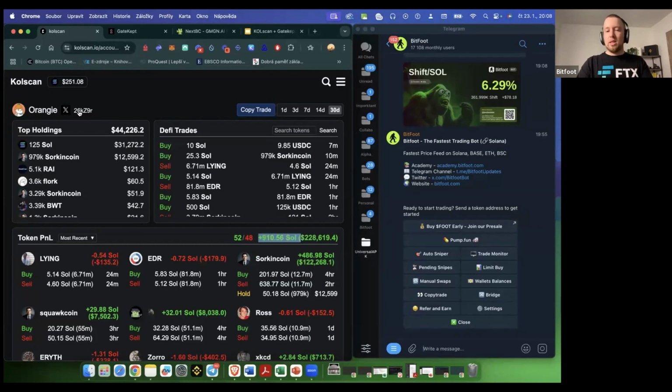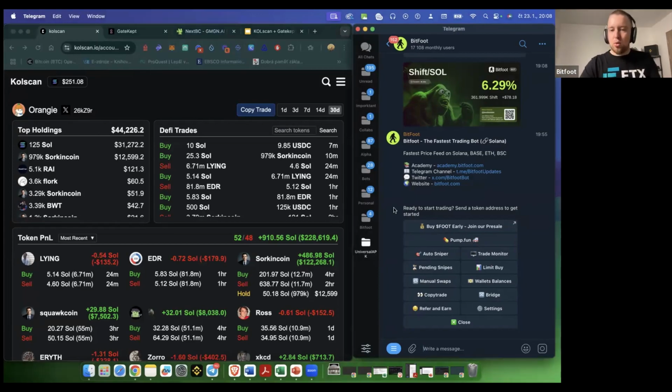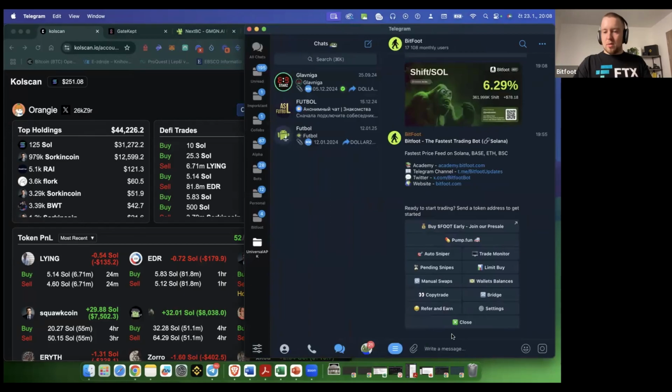So this is just like a first thing. Here you can copy the contract address, and you can go to. Let me just change this. You can go to.